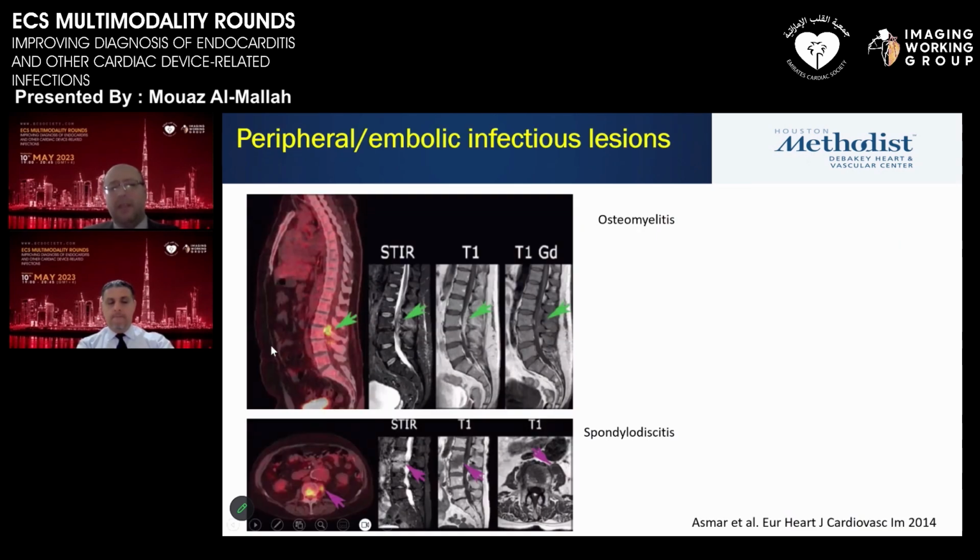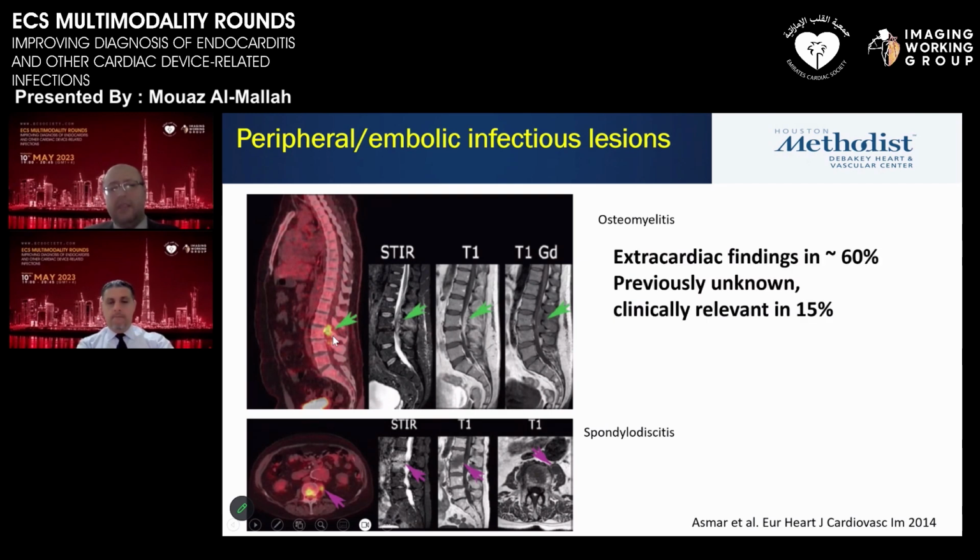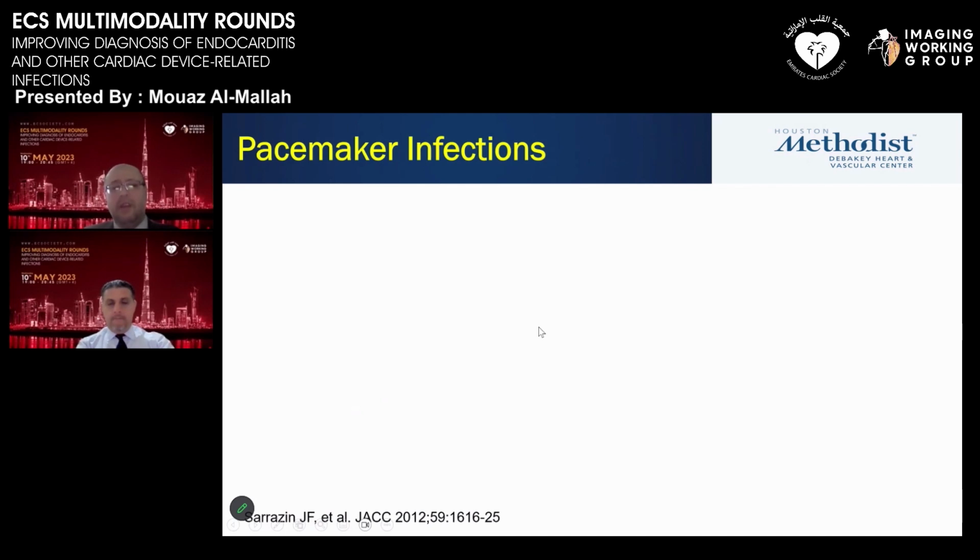We also look for complications, like, for example, this patient had discitis, and in about 60% of them, we find some extracardiac findings. About 15% of them help us make the diagnosis of endocarditis in these patients. The beauty of FDG PET is that it can supplement what you are unable to see very well with echocardiography or CT, for example. So we look for pacemaker infections, for lead infections, and LVADs. I want to finish up with that.